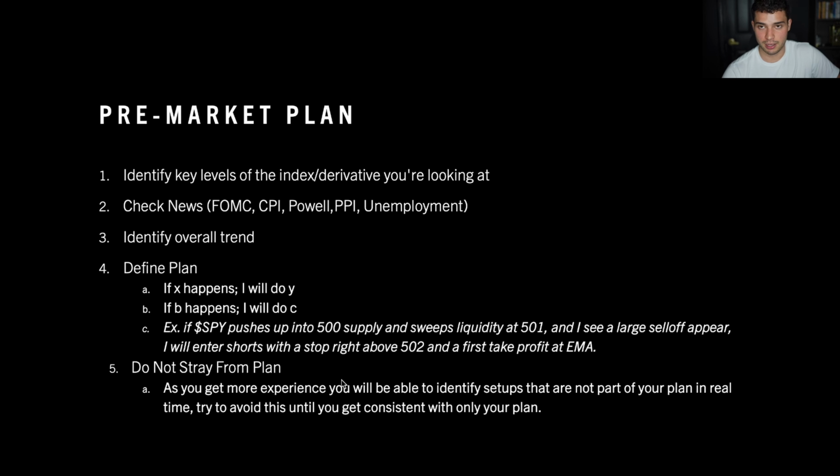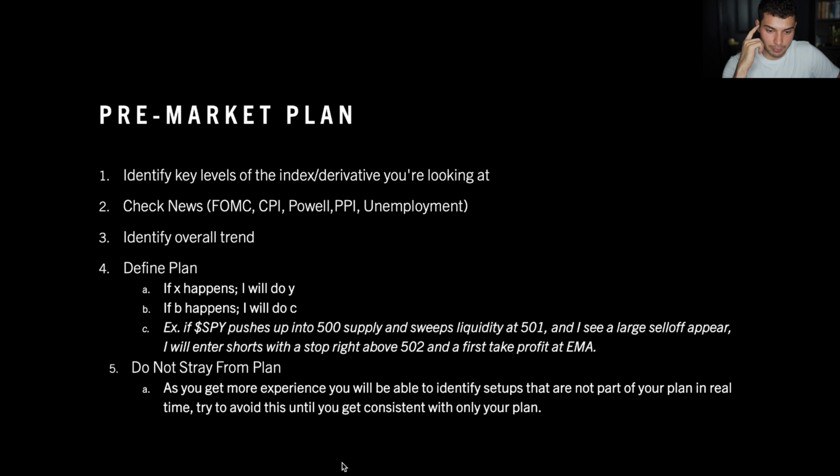Then define your plan. All right, make it defined. If X happens, I will do Y. If B happens, I will do C. So if SPY pushes up into 500 in supply and sweeps liquidity at 501, and I see a large sell-off appear, I will enter shorts with a stop right above 502, right above that liquidity sweep wick, and take a first profit at an EMA line or support resistance line or a certain percentage level, whatever you have. That's basically what I mean by define your plan. Imagine it in your head by looking at the charts, and then it'll happen. And if it does get to that point where it does happen, you already know what to do.